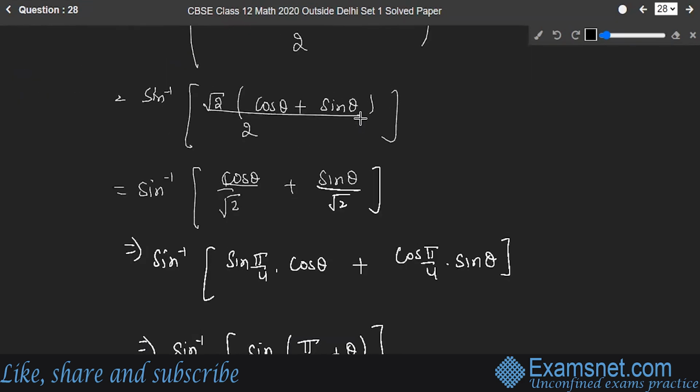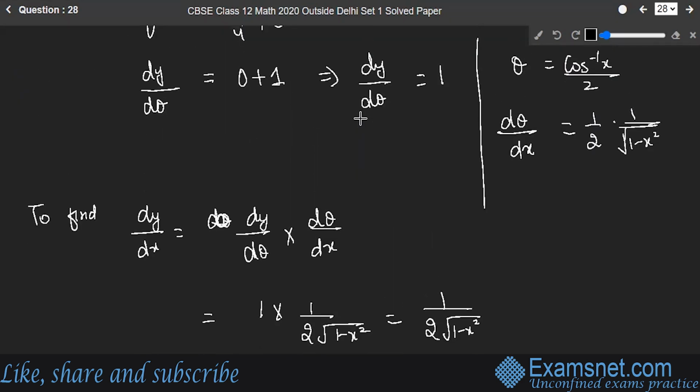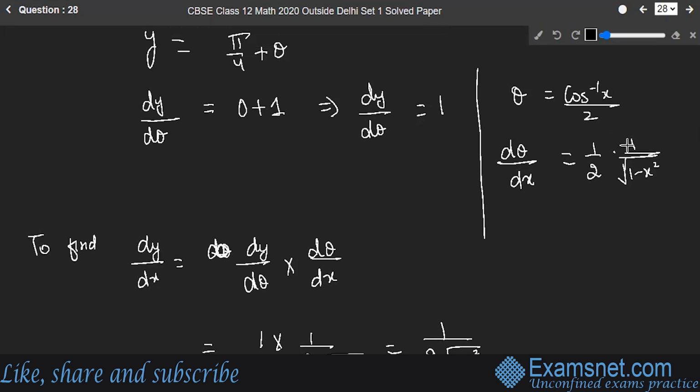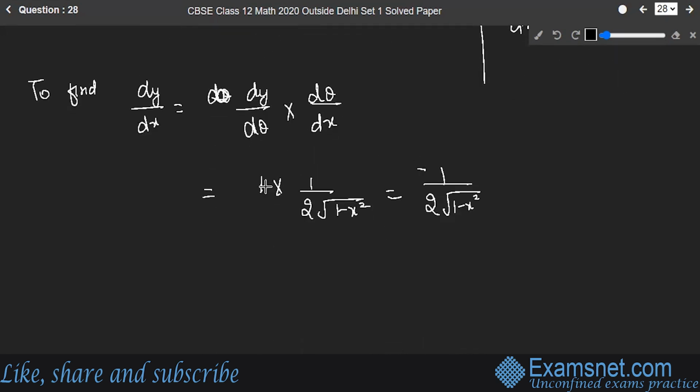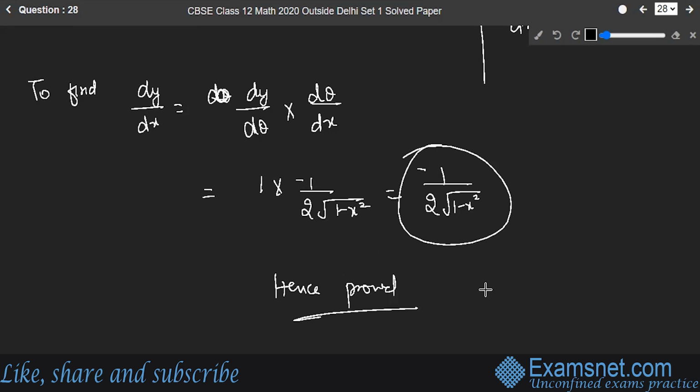Yes. Okay. One thing, sorry. One mistake I have done over here. This will be minus 1, right? Because this is cos inverse. Here is minus 1 and here is minus 1. So that's it, right? So this is what we needed to prove. So this is hence proved.